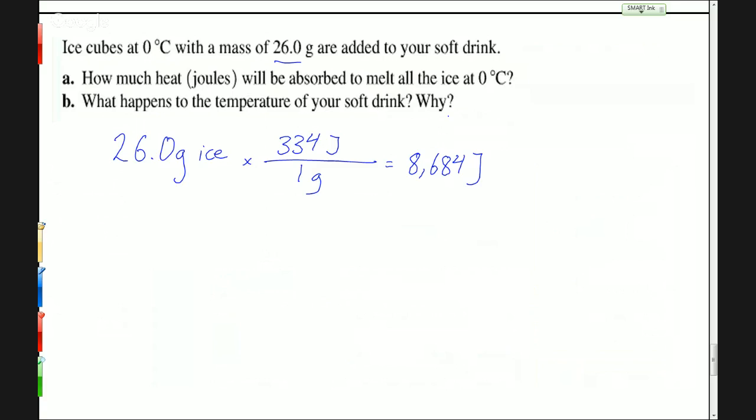So that's all there is to that. Any phase change is going to be the exact same calculation. The only thing that changes is the number. So if you're dealing with, let's say, vaporization instead, same calculation, but instead of 334 joules, it's going to be whatever the heat of vaporization is. 540 calories per gram is about 2,000 some joules.